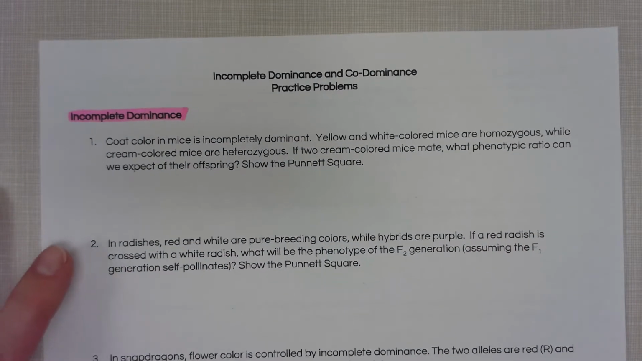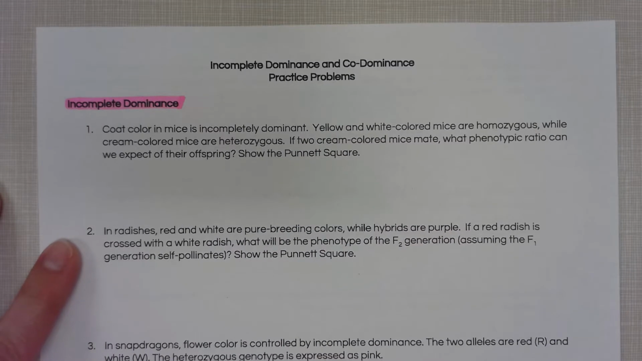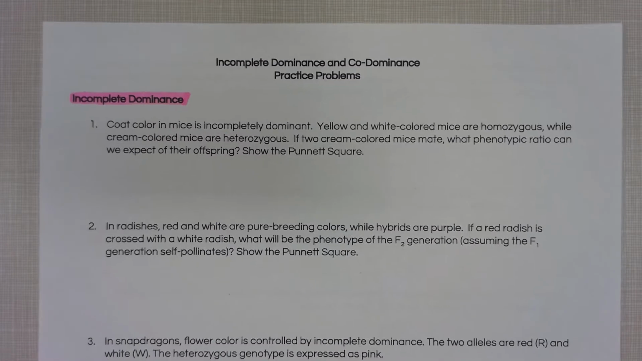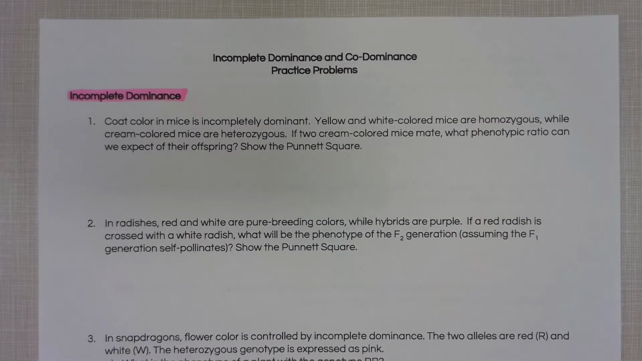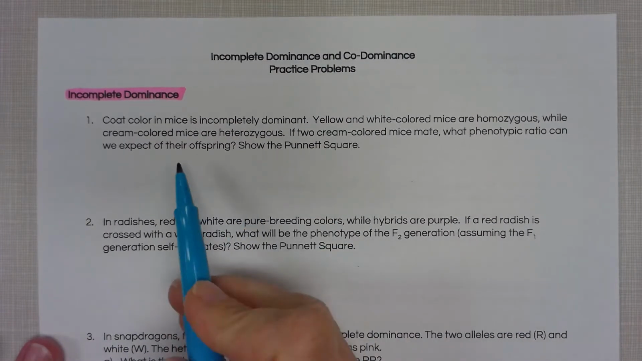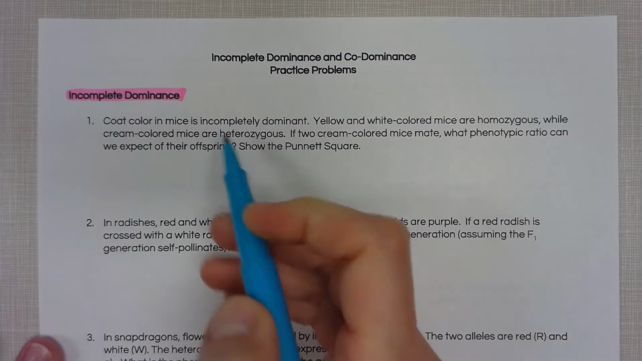All right, here are some practice problems dealing with incomplete dominance and codominance. I just wanted to give you guys a few examples of what this might look like prior to jumping into your own assignment. So we're going to cover some incomplete dominance questions first. First one says, and you can follow along and do this on your own practice as we go through it here as well. So it says coat color in mice is incompletely dominant.